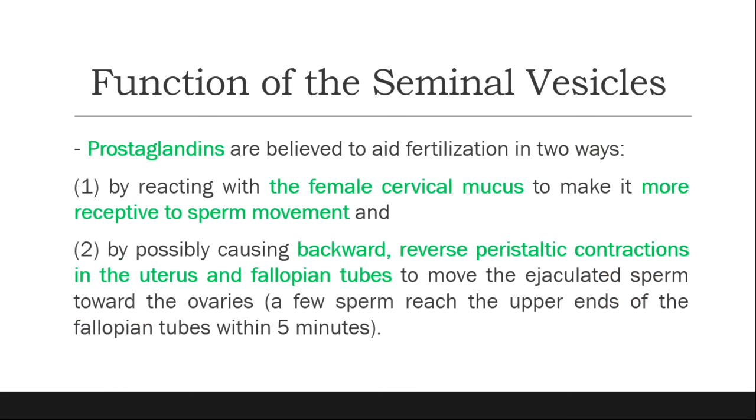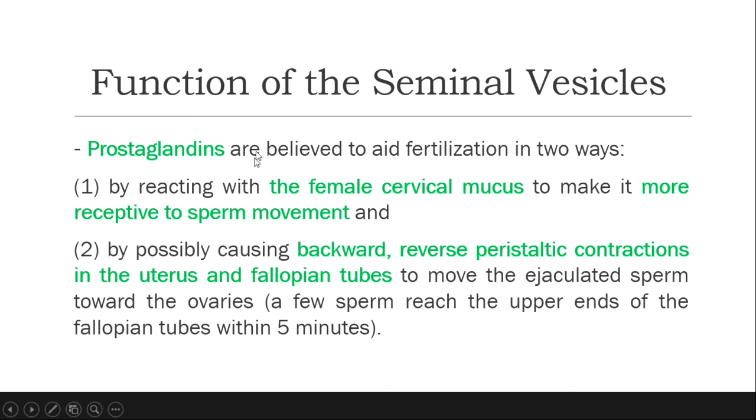So, yung una, si prostaglandin. So, prostaglandins are believed to aid fertilization in 2 ways. So, it reacts with the female cervical mucus to make it more receptive to sperm movement and by possibly causing backward reverse peristaltic contractions in the uterus and fallopian tubes to move the ejaculated sperm toward the ovaries. So, a few sperm reach the upper ends of the fallopian tubes within 5 minutes.